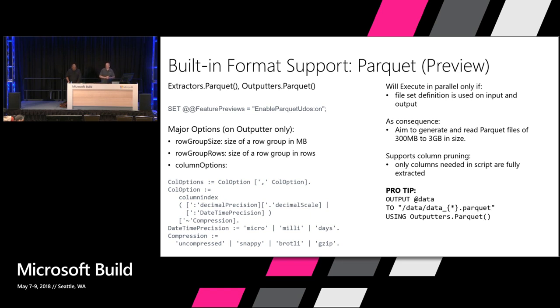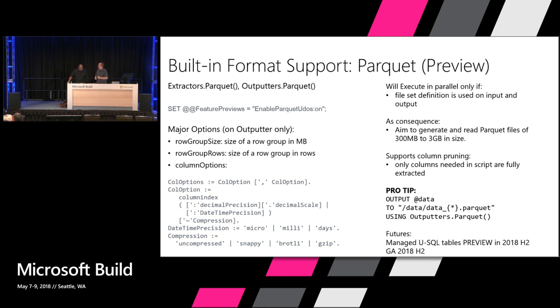A pro tip to help you with that aim is to use the file set output syntax that we currently support, which gives you one file per vertex. And with the output partition, output file set feature, currently in private preview, you can then do that based on that. It will not give you size-based partitioning. It will give you, obviously, logical partitioning.